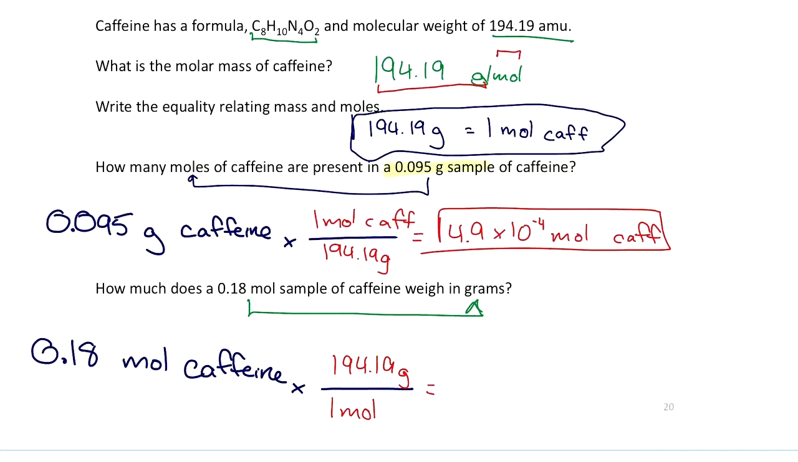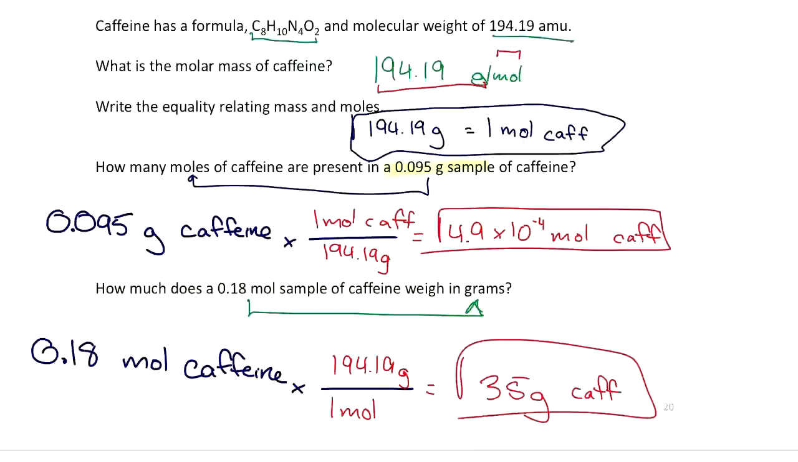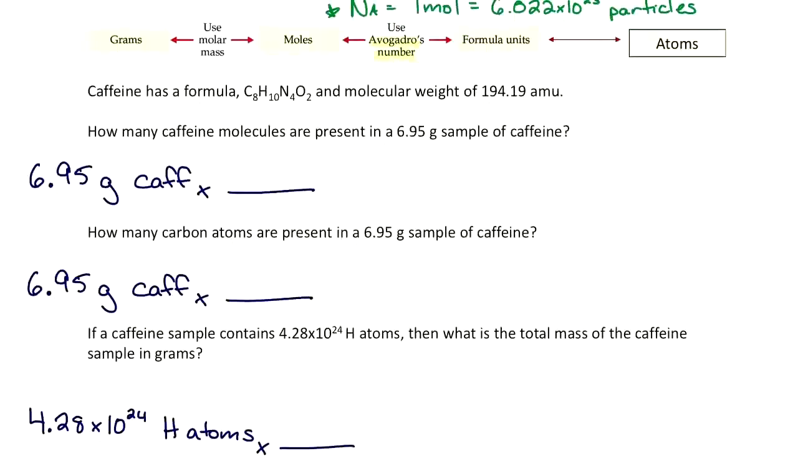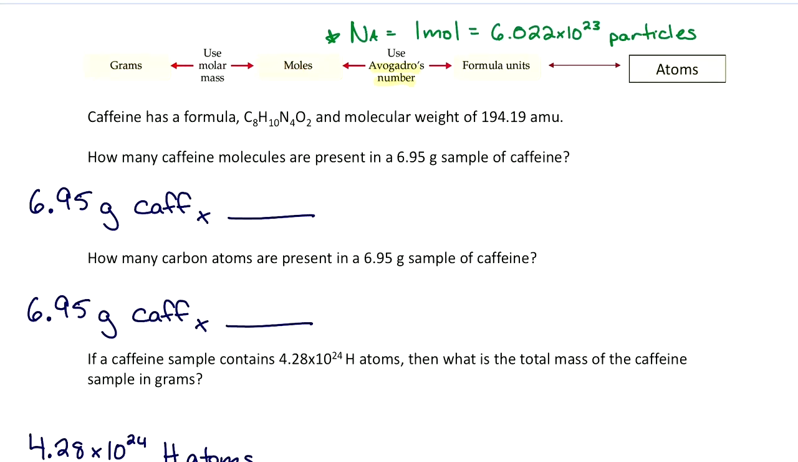Right? And so this sample weighs 35 grams. 2 sig figs because the mole amount has 2 sig figs, okay, of caffeine. Okay. All right, let's keep going. So if we look at this kind of roadmap, we just kind of played around with this first stop between grams and moles using molar mass. Sometimes you multiply, sometimes you divide by that number.